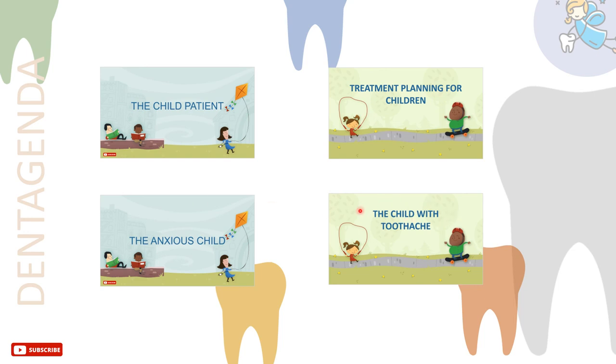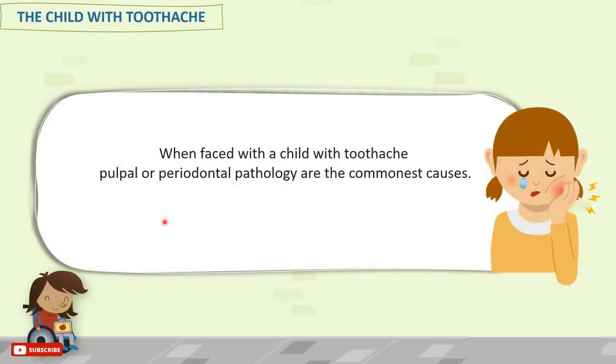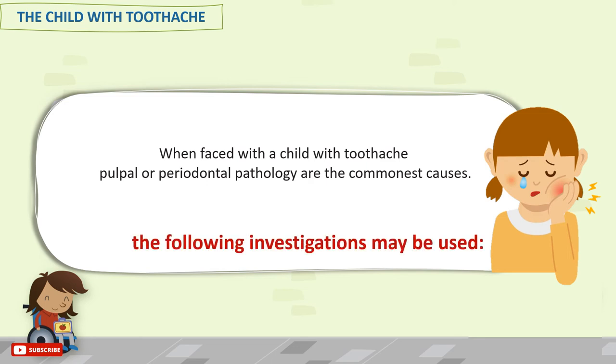Last but not least, the child with toothache. When faced with a child with toothache, pulpal or periodontal pathology are the commonest causes. The dentist has to use clinical acumen to try and determine the state of the affected tooth or teeth, as this will decide the treatment required. To that end, the following investigations may be used.